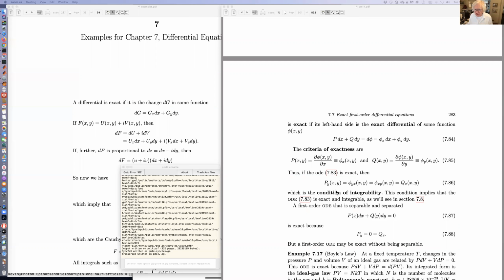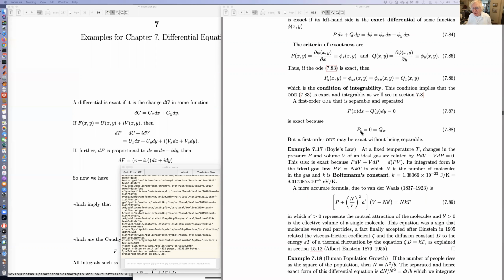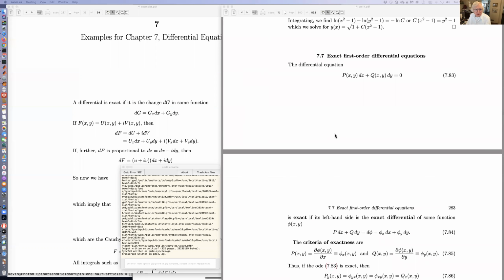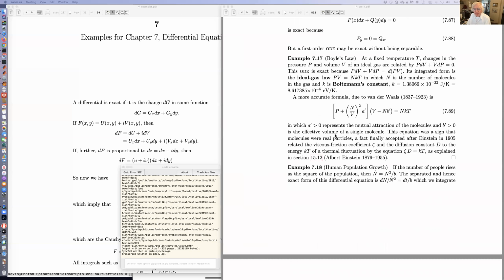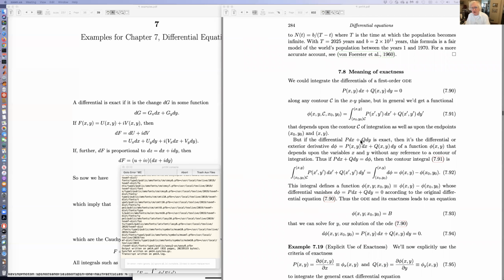A first order ODE that's separable is exact because the y derivative of p is equal to the x derivative of q, because both derivatives vanish. So there are a couple of examples. I don't know if we need to go through them in detail.